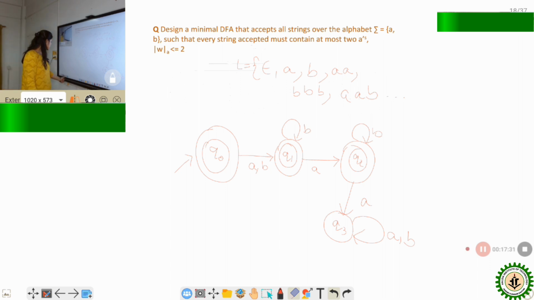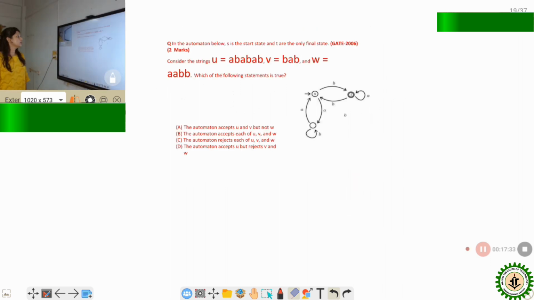Now we are going to solve the next problem. It's a GATE question from 2006. In the automaton below, this is the start state, and T is the final state. Consider U = ABABAB, V = BABAB, and W = AABB. Which of the following is true? The option is: the automaton accepts U and V but not W.